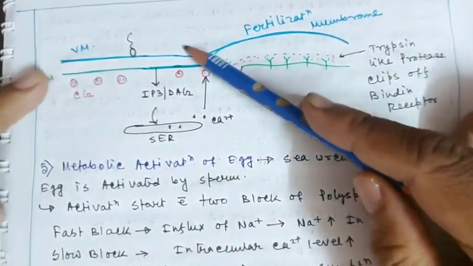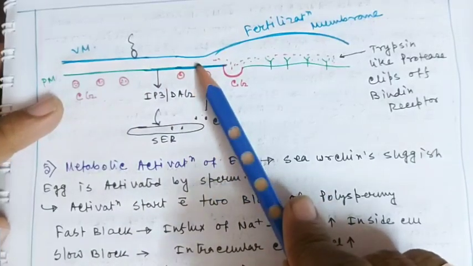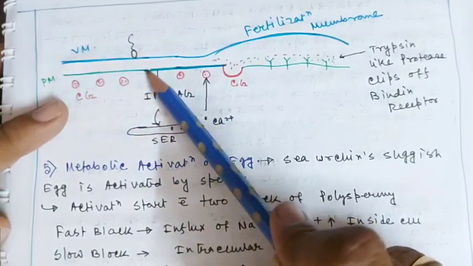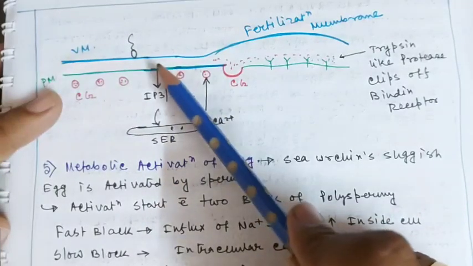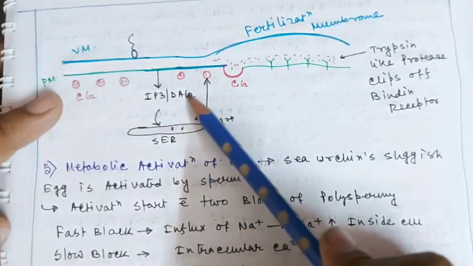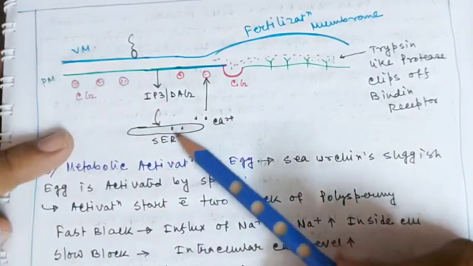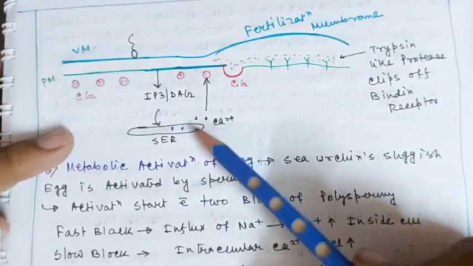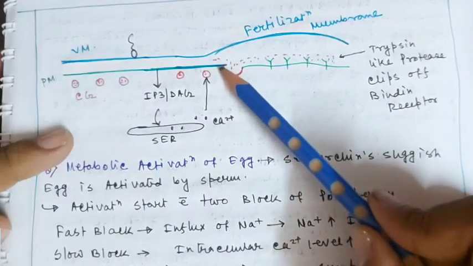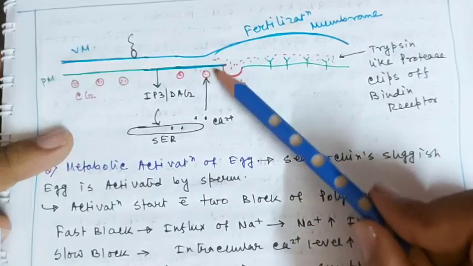This is the vitelline membrane and this is the plasma membrane, and this portion you can see is before fertilization. Before fertilization, the cortical granules are present just inside of the plasma membrane. With binding of the first sperm with the egg membrane, the second messengers IP3 and DAG will be synthesized, and this will act on the smooth endoplasmic reticulum of the egg. You know the smooth endoplasmic reticulum is a calcium storage organelle, and this calcium binds with the cortical granules, so the cortical granules will be fused with the egg membrane, and the content of the cortical granules will be released in between the vitelline membrane and the egg membrane, or the perivitelline space.